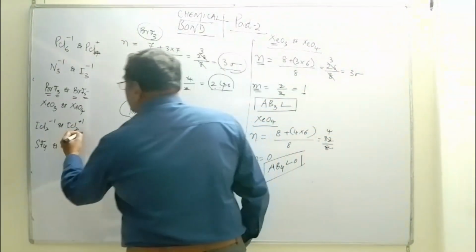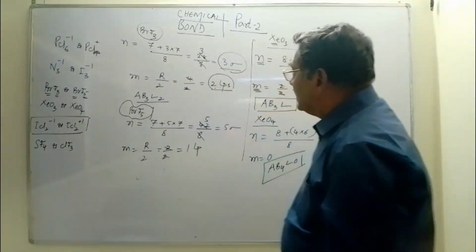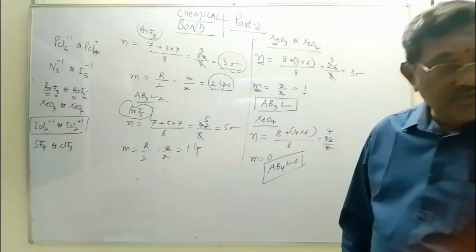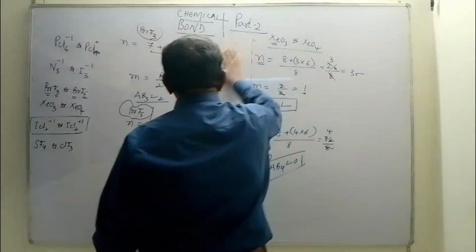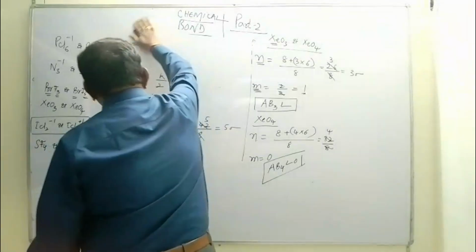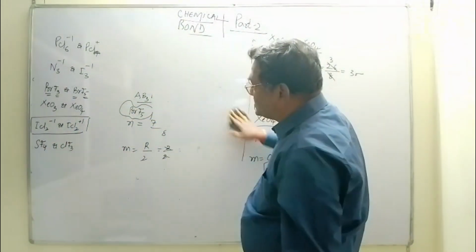Okay children, after finishing this we are also going to do ICl2 minus and ICl2 plus. How can you solve this, children? Let me do this also. After finishing this, we will go for the next phase, which is finding geometry, that is nothing but our hybridization.